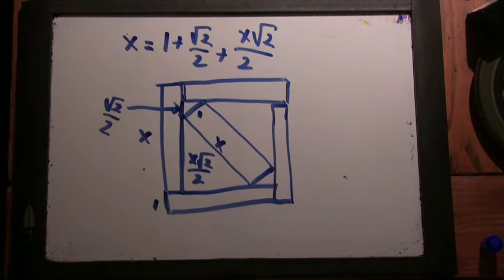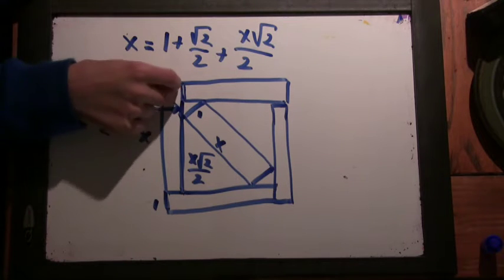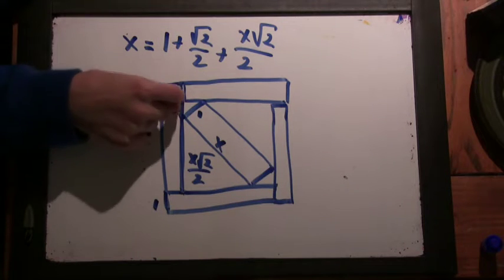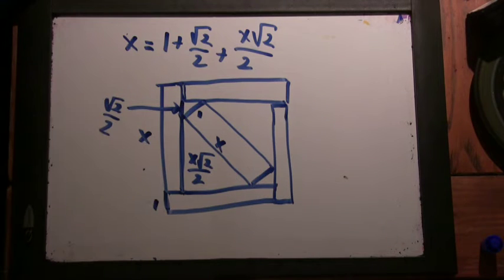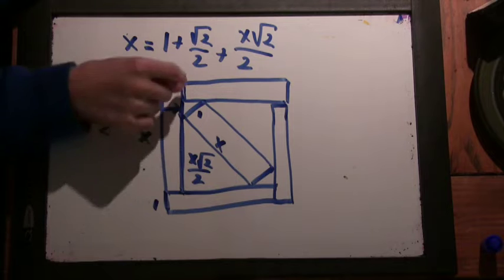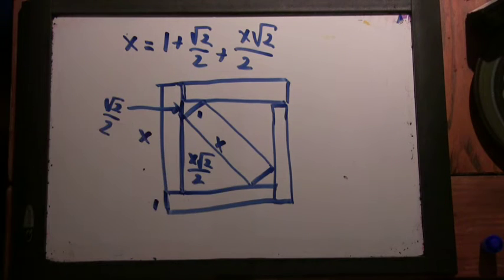Do you see that? Yeah. Where does that come from? You have the 1 is the short side. Okay. And the root 2 is this side here, and then x root 2 over 2 is the long side. Okay. And then that makes up one of the rectangles. Alright, nice. Well, we can try solving this.